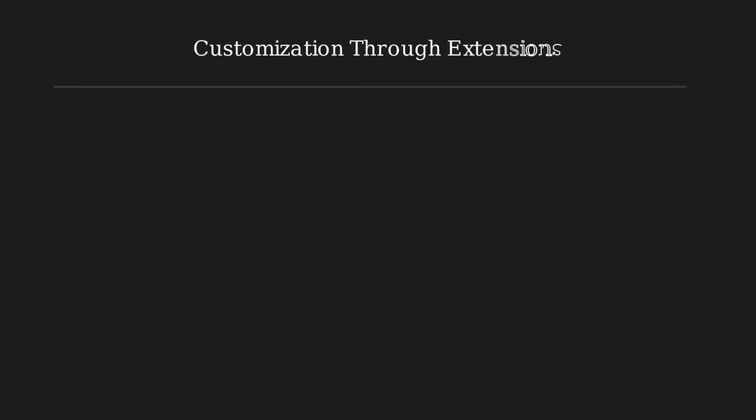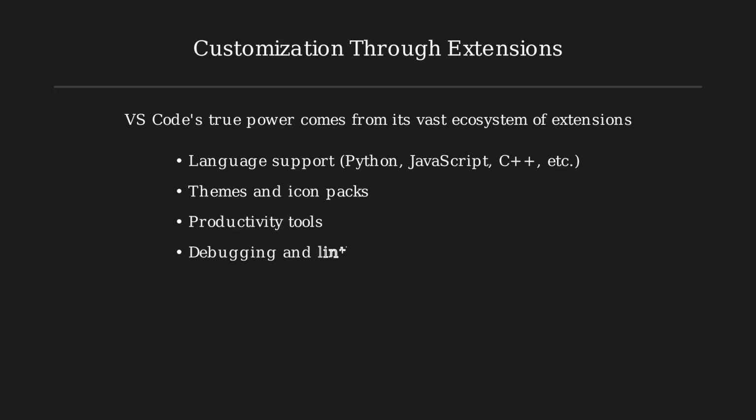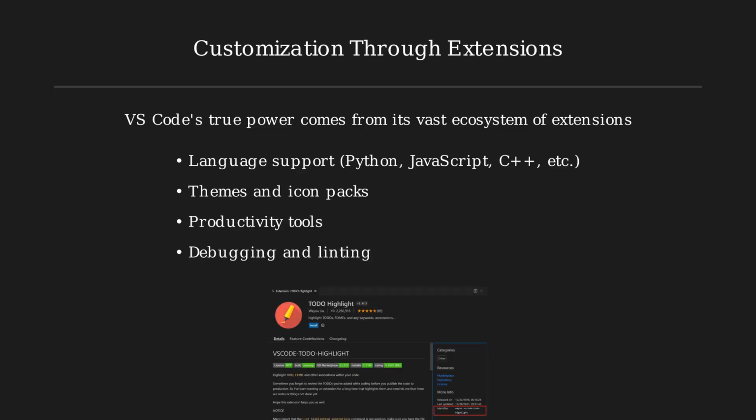VS Code's true power comes from its vast ecosystem of extensions. These add-ons provide support for additional programming languages, themes, productivity tools, and specialized debugging capabilities. The extension marketplace lets you browse and install thousands of extensions to tailor VS Code to your specific development needs.